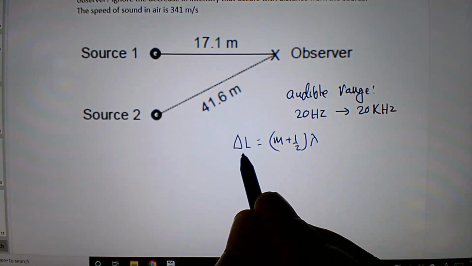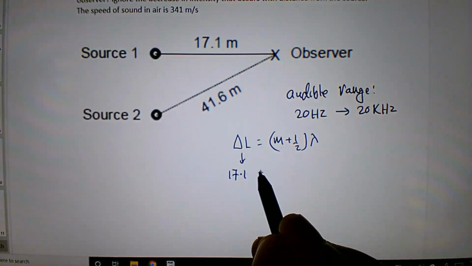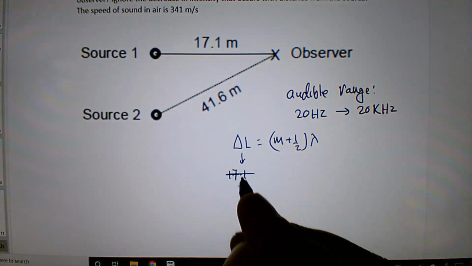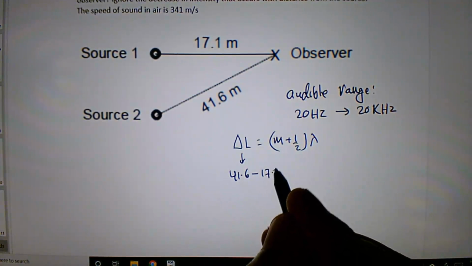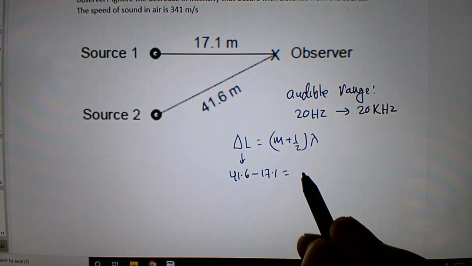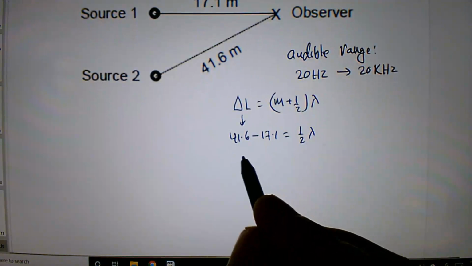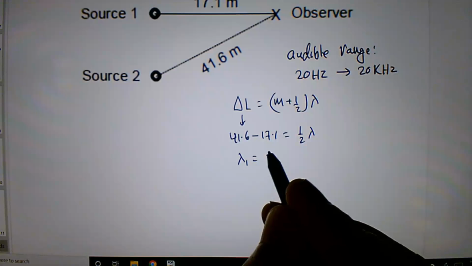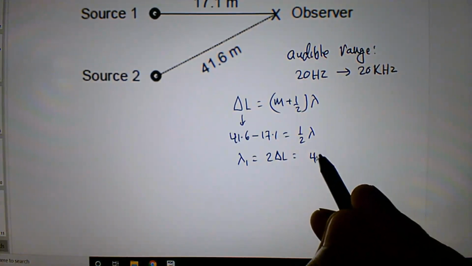But what is the path difference? It is the longer path minus the shorter path, so 41.6 minus 17.1. So we're going to find the first possible one, starting with m equal to 0, so 1/2 lambda. Lambda 1, the first possible, is given by 2 times delta L, right? And if you do that, it's going to give you 49 meters.